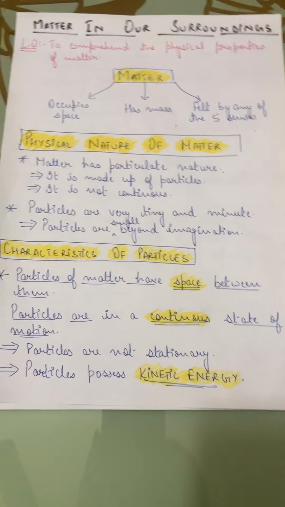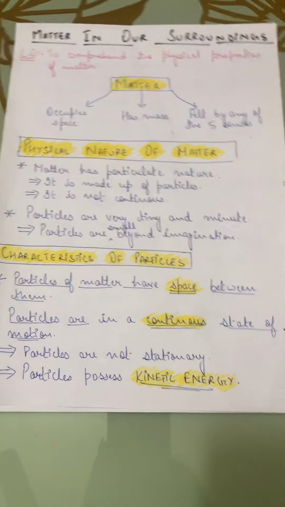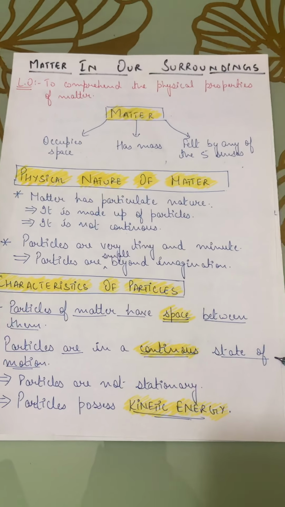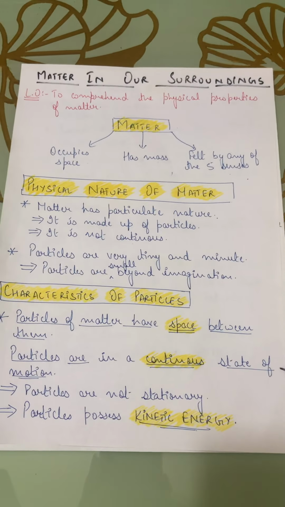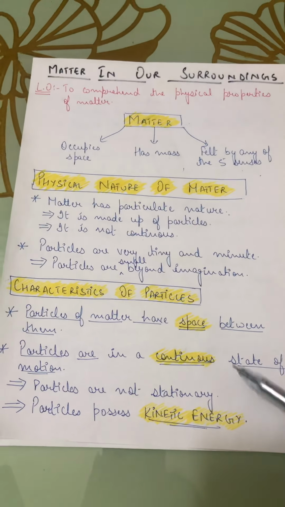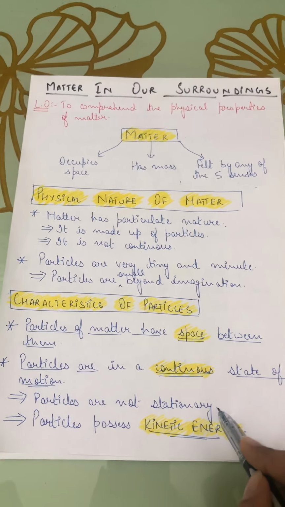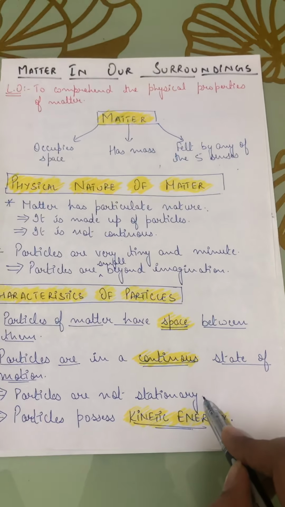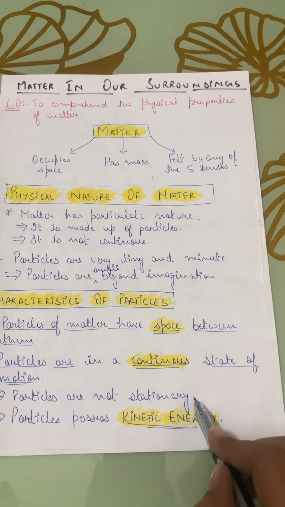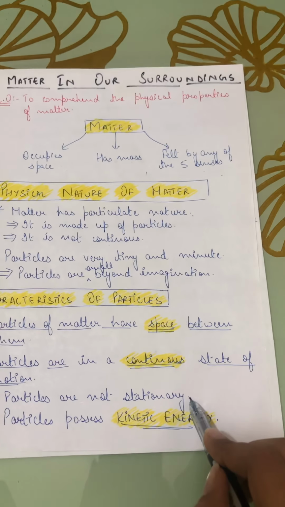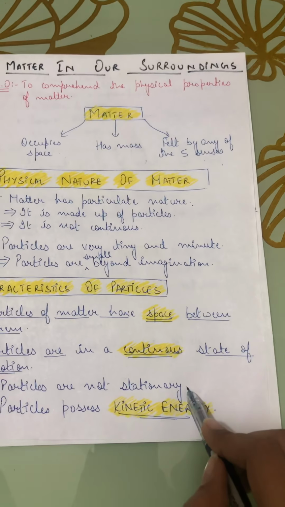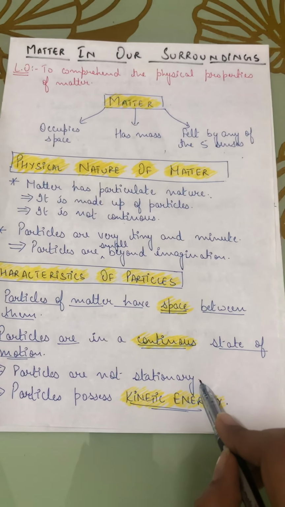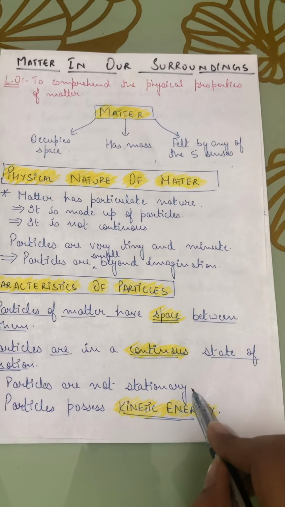The next characteristic of particles is that particles are in a continuous state of motion. What does this mean? This means that the particles are not stationary. That means they are not at rest. They are always moving. The particles of matter in all the states, whether it is solid, liquid or gas, are always moving. They never stop. They are always in a state of motion.